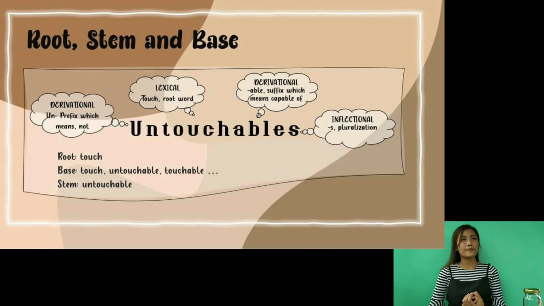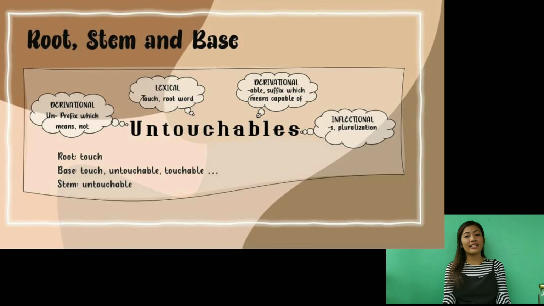If I say room, tour, food, plates, dancing, singing, those could be base because you can still add inflections. So please take a look at the slide. There is a word, untouchables. Can anyone determine which is the root, the base, or the stem?